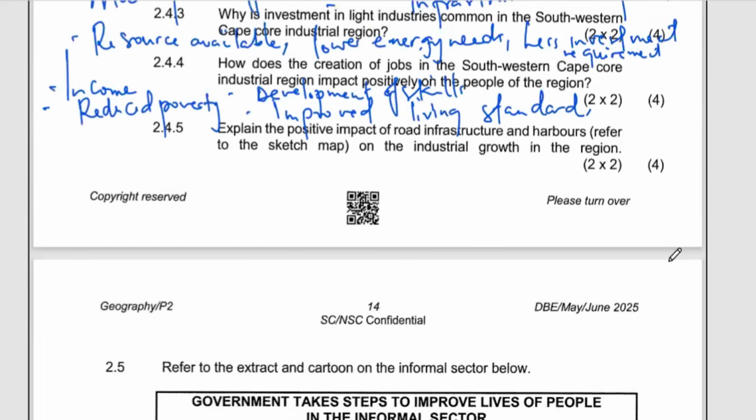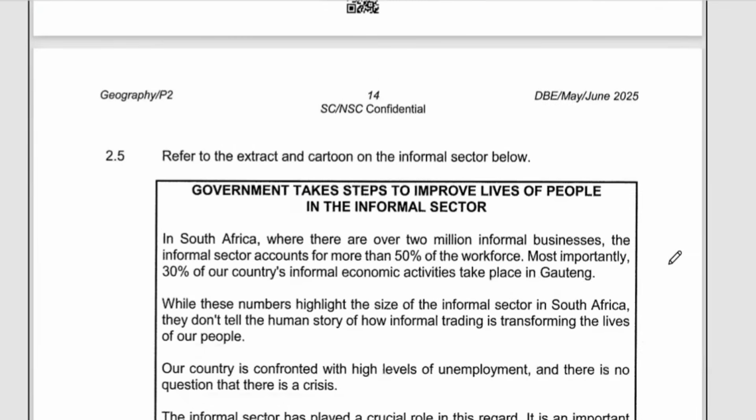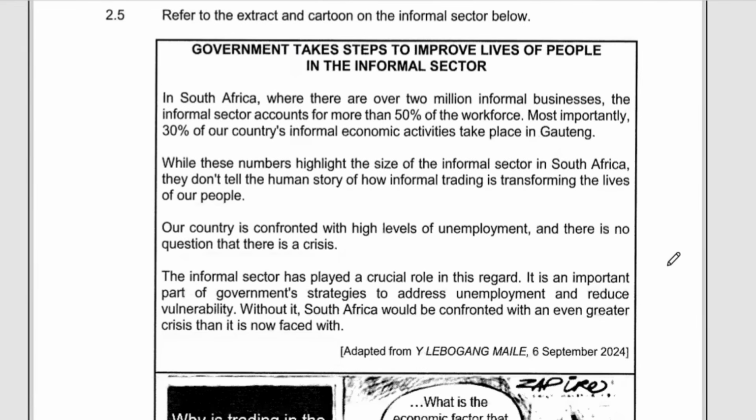Right, that was question number 2.4.5. Then going to the next question, 2.5 is a question on the informal sector. Right, the first question is saying, quote evidence from the extract that trading in the informal sector is high in South Africa. Right, our evidence, we find it here in South Africa, where there are over 2 million informal businesses. This is our evidence. We have over 2 million informal businesses.